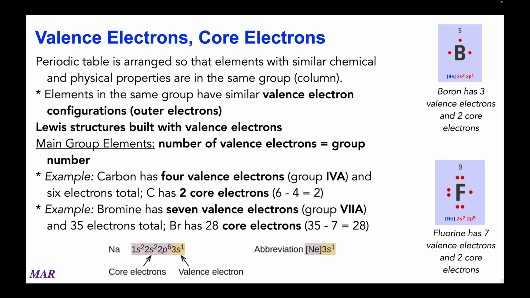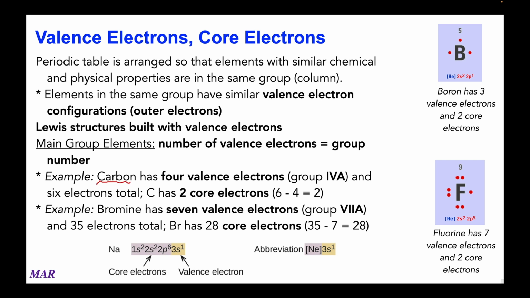For main group elements, which is mostly what we're going to talk about in this section, and by the way, main group elements are the A groups mostly, so 1A and 2A on the far left, as well as 3A through 8A on the right-hand side. The number of valence electrons basically equals the group number. So let's look at some examples here.